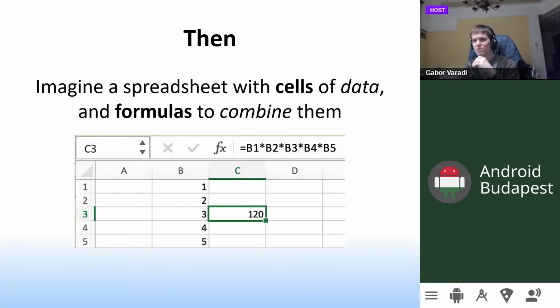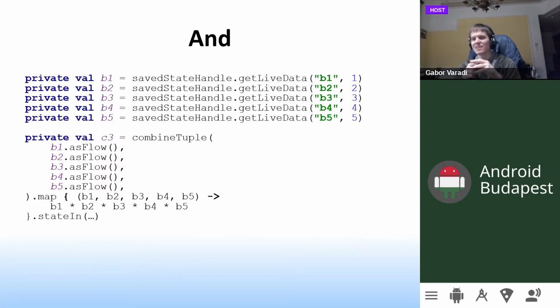Once we have this, and we are notified of changes, then you can imagine your state as the values in a spreadsheet. So you have the cells which can change, and you have formulas like here you have B1 multiplied with B2, etc. And it creates the result. That is the data constructed from the combined state. So we can combine these cells and get an end result. And in this case, we can use the SavedStateHandle to preserve the original state for us, and then we can use them as flows and combine them as we wish.